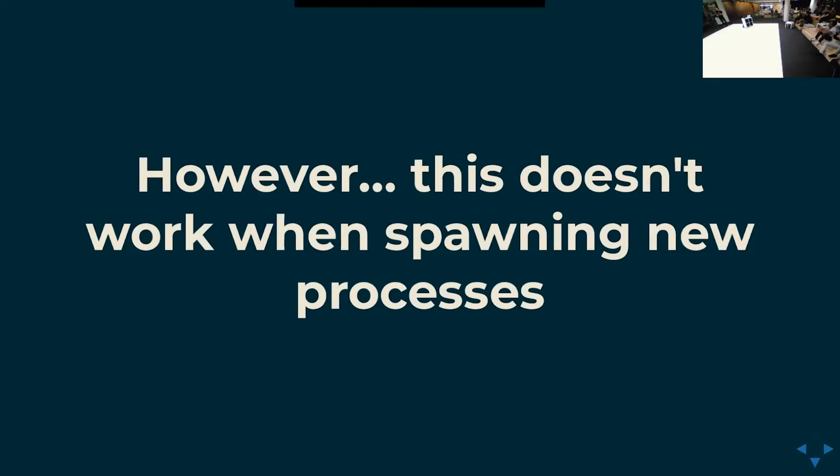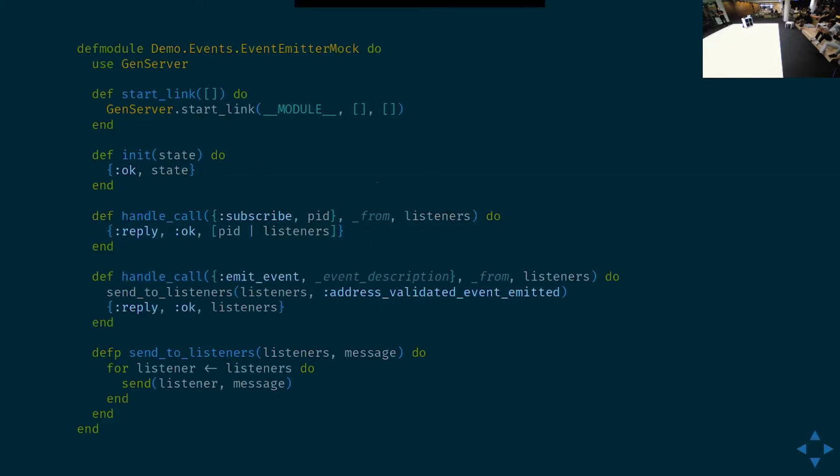So what I usually do in these tests is change the event emitter mock, so this module, and turn it into a GenServer. We start the GenServer with the state of an empty list.